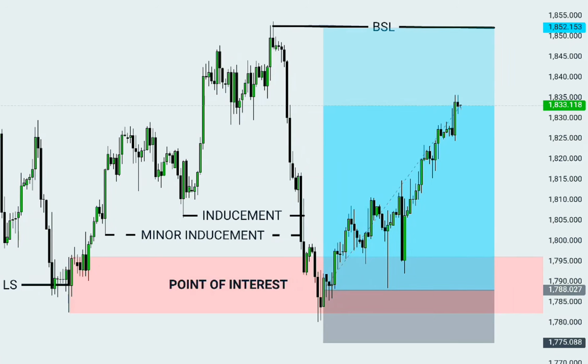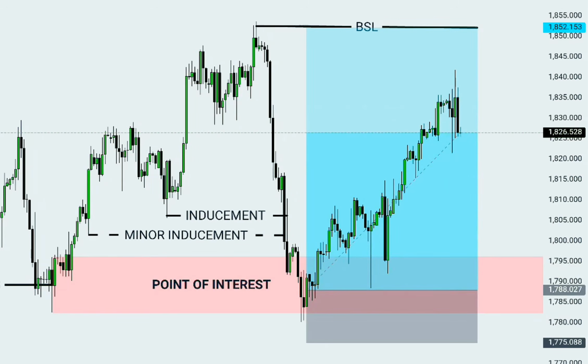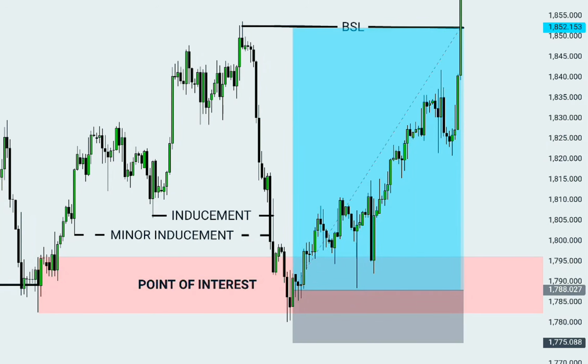This approach ensures a favorable risk-to-reward profile, while remaining aligned with institutional price delivery. Executing trades in this way removes guesswork and allows consistency by following a repeatable process rather than reacting impulsively.